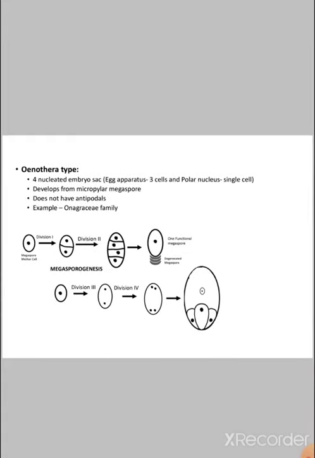Second type is the Oenothera type. A 4 nucleate embryo sac, the egg apparatus is 3 cells and the polar nucleus is a single cell. It develops from the micropylar megaspore and does not have antipodals. An example is the Onagraceae family. Figures on the development of the Oenothera type.